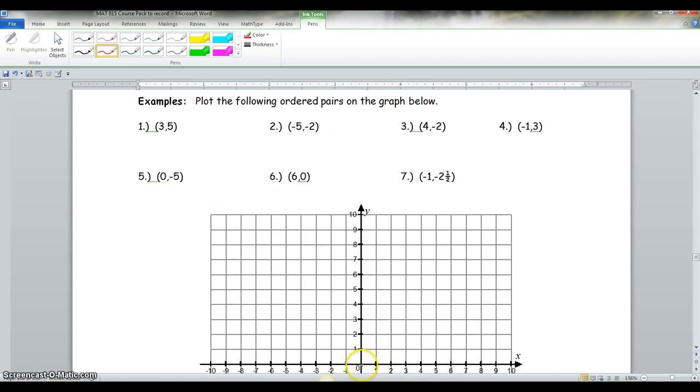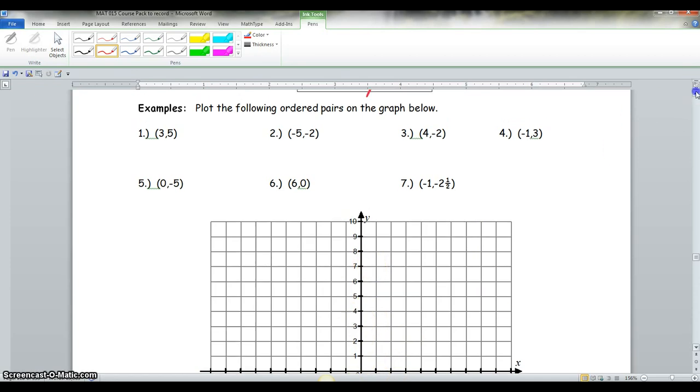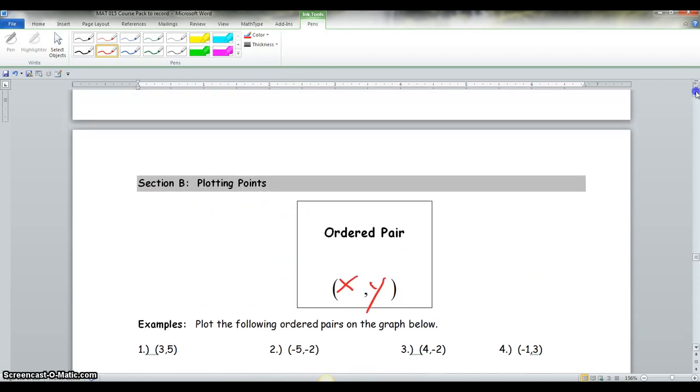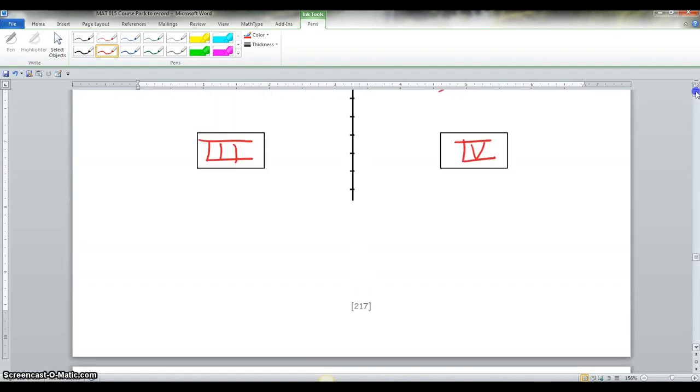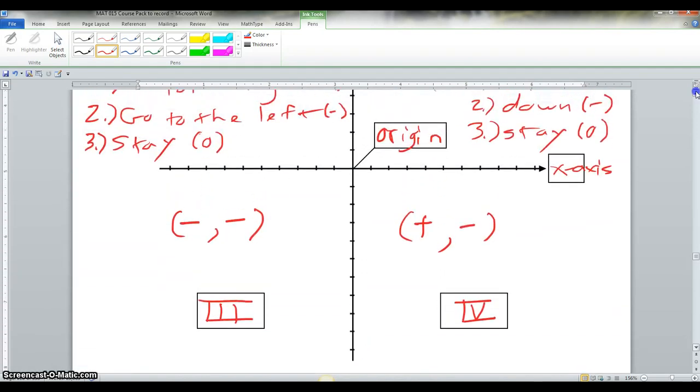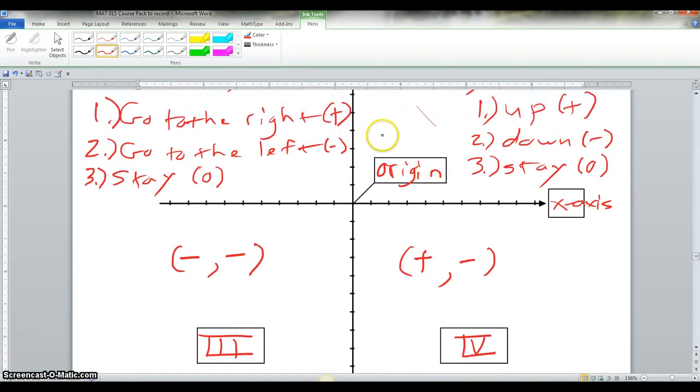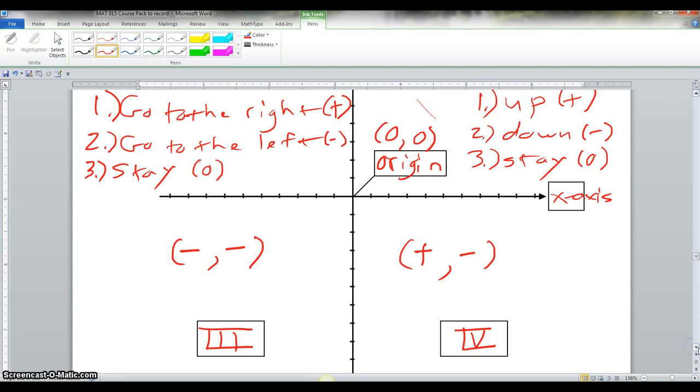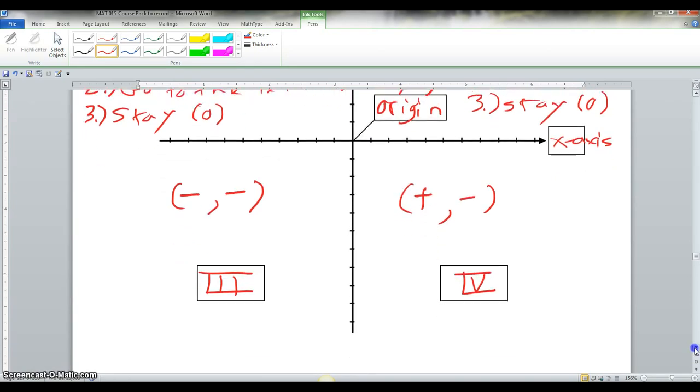You always start at the origin. The point where the x and y axis meet, that ordered pair, I'm going to write it back up here, even though we left this page here, where you have the word origin, the ordered pair for the origin is 0, 0. That is the point where the x and y axis meets. So we scroll down here.